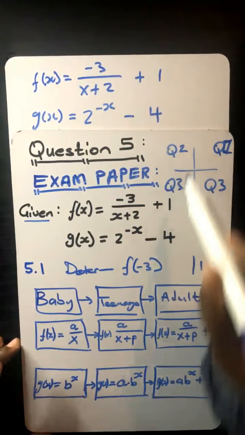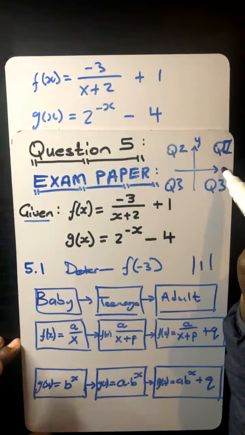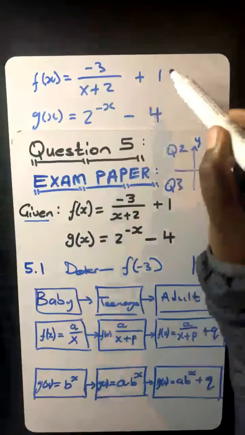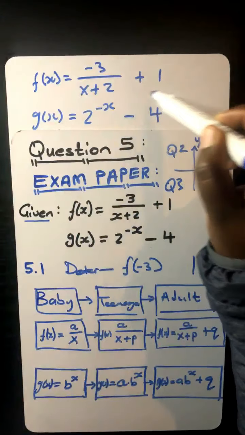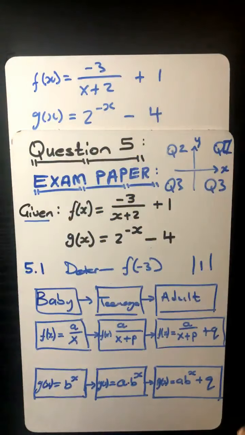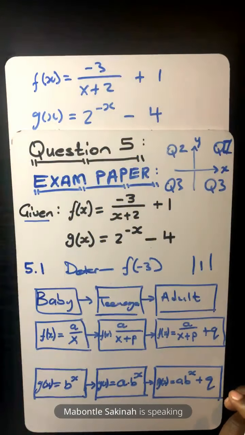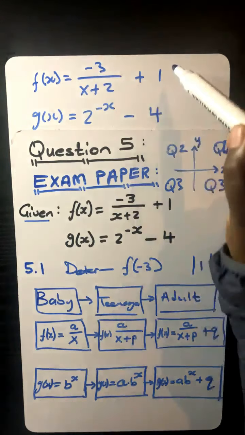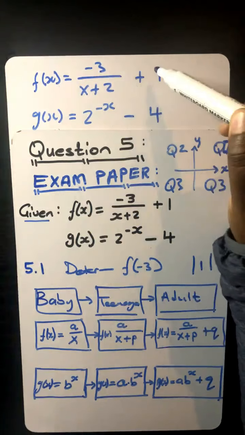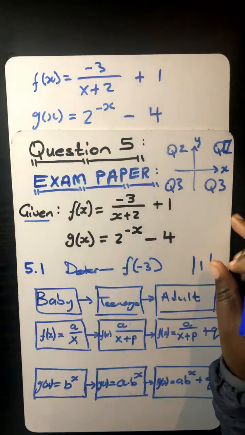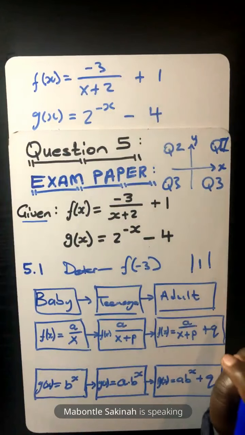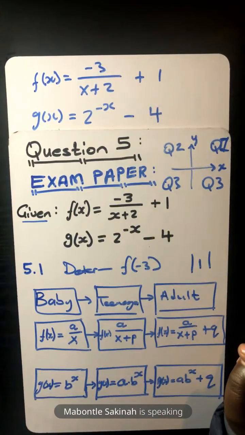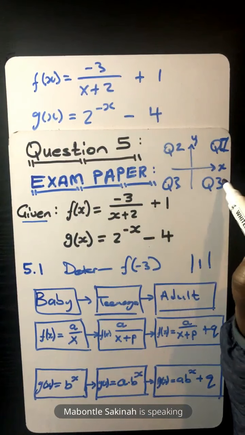Today we are going to be speaking Sakina. So is there something that you want to talk about with regards to that positive one? You said positive one, it's shifting one unit upwards. Yes, because that one is for vertical shift, which could be up or down. Yes, and you wrote quadrant 3 and quadrant 4. Yes.